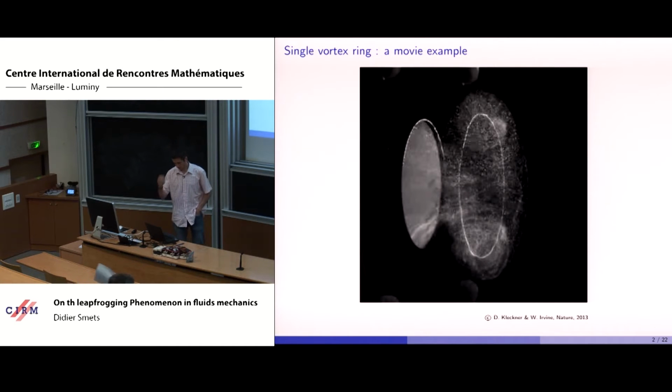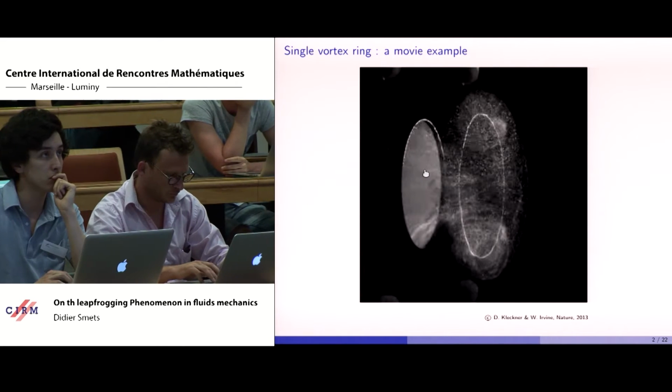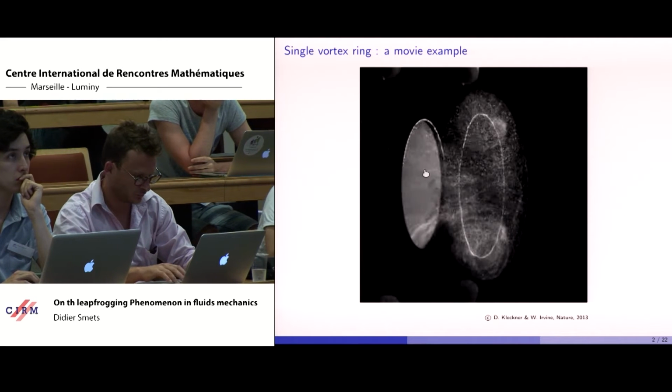So as my title says, this is about leapfrogging. So no, the title didn't say that. So this is leapfrogging for vortex rings. And so I just started by a movie which I like on leapfrogging, because also there are some aspects that are important and that can be seen on that.